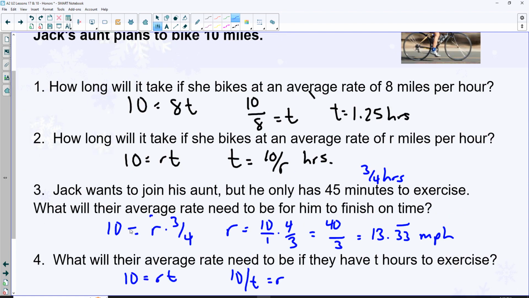So what this actually also tells us is a similar situation, like if he bikes for 1 mile an hour, it takes him 10 hours. But the reverse is also true. If he goes for 10 miles an hour, it will take him 1 hour.